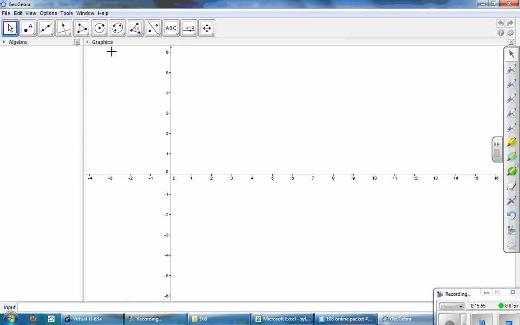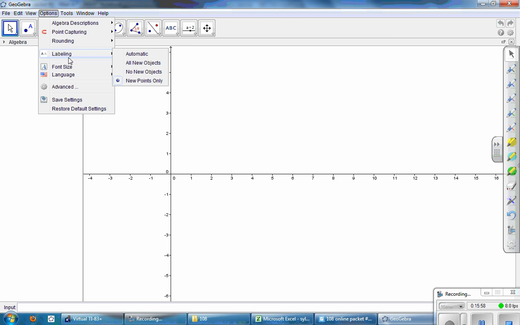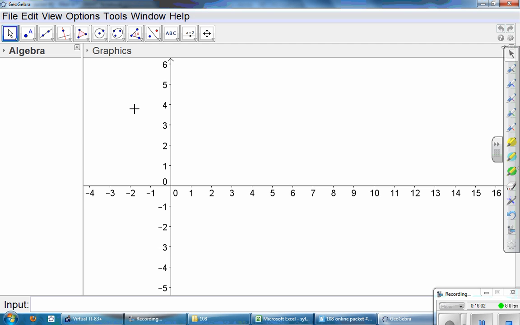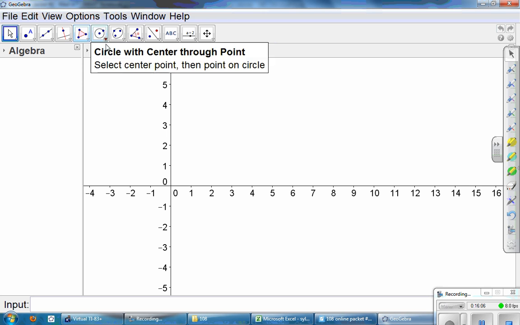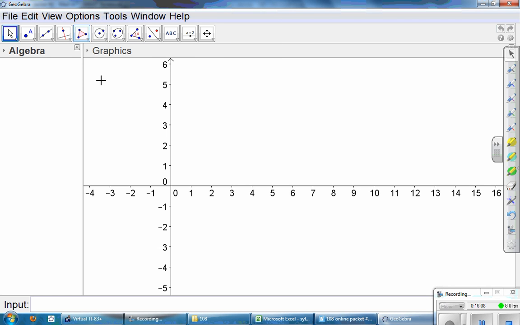So here's GeoGebra. I'm going to make things a little bit bigger just so that we can see them better. So I'll go to font size. I don't necessarily have the latest version of GeoGebra, so the menu options might be slightly rearranged, but you should be able to find things even if my menu options are in different places than yours.